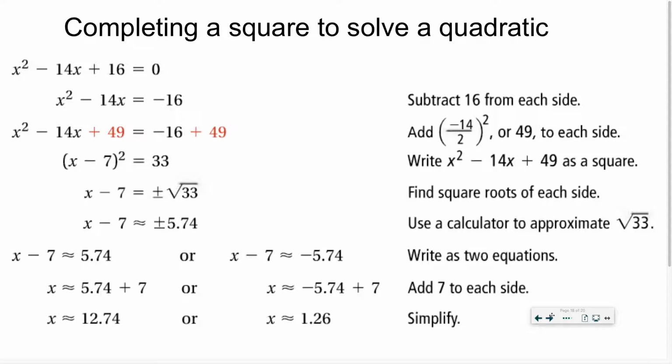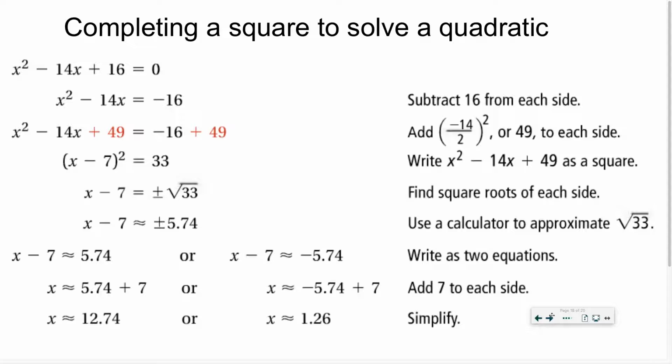Okay. I have x squared minus 14x plus 16 equals 0. I'm trying to solve the quadratic. It doesn't factor, so I'm stuck. So I decide I'm going to complete the square. What I'm going to do is turn this into a perfect square trinomial, because here's what I do know. If I have a perfect square trinomial, I can solve it. And I'm going to show you how.